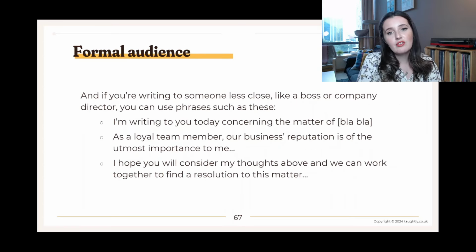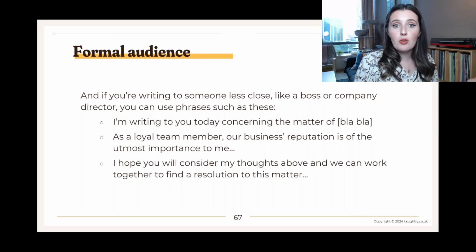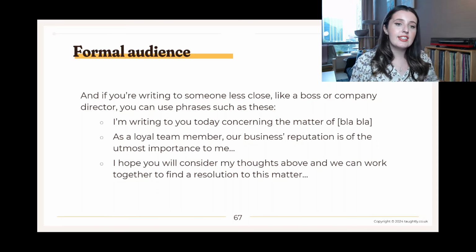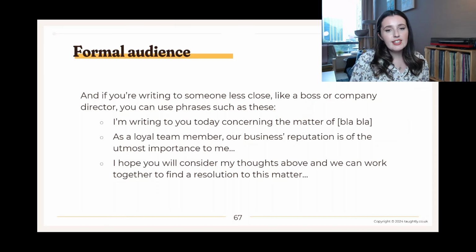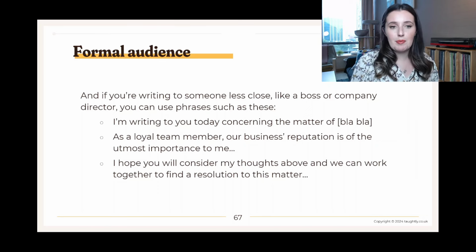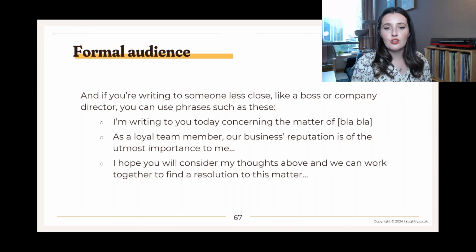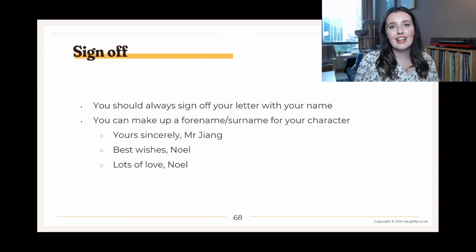By contrast, if you're writing to someone who is less close, like a boss or a company director, clearly your sense of audience is going to become a lot more formal. So you can use phrases like these instead. I'm writing to you today concerning the matter of blah blah blah. As a loyal team member, our business's reputation is of the utmost importance to me. And I hope you will consider my thoughts above and we can work together to find a resolution to this matter. And don't forget to include a sign off.